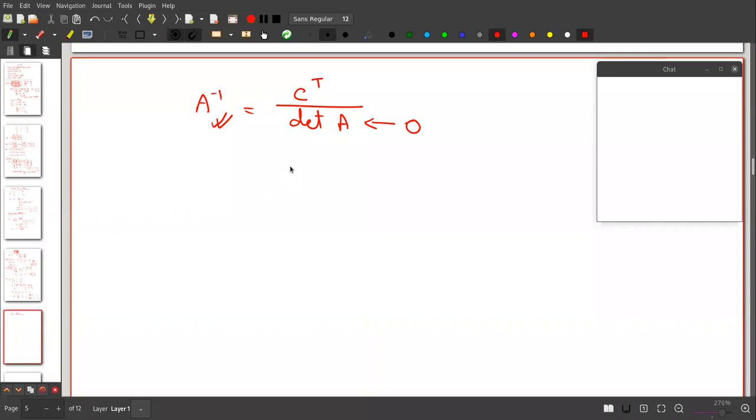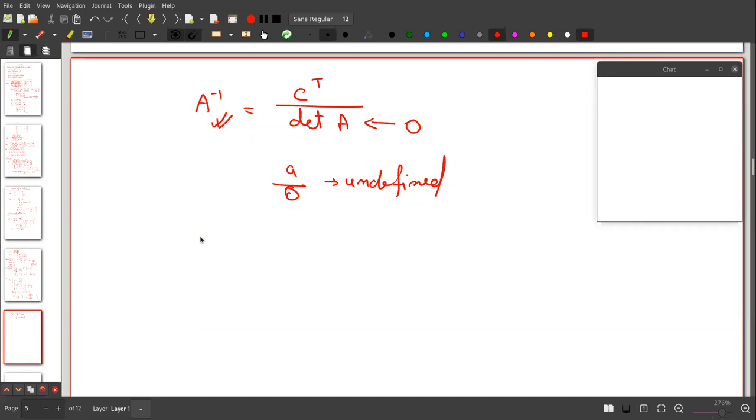So if some number is divided by 0, what will that be? That's undefined. So if someone gives you a matrix and asks you to tell whether the inverse of the matrix exists or not, you first calculate the determinant of the matrix and see if it's 0, then you can definitely say that the inverse of the matrix does not exist.